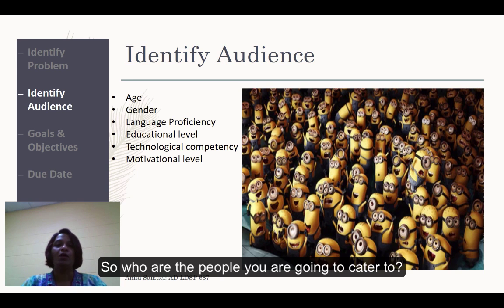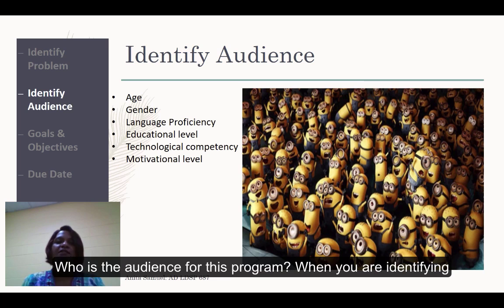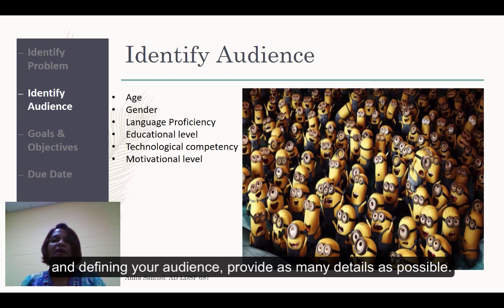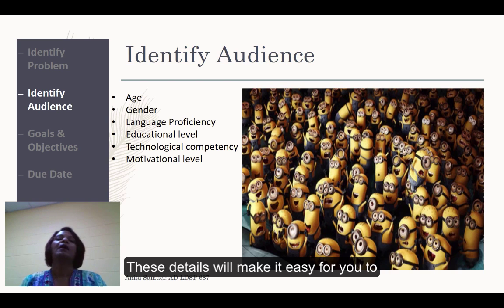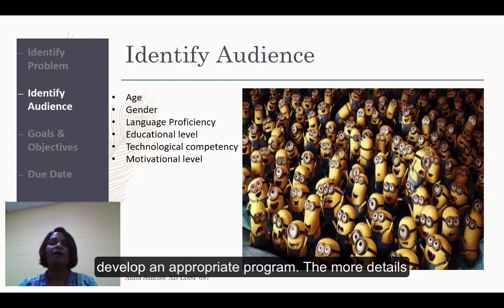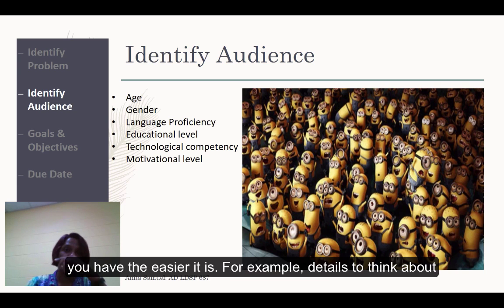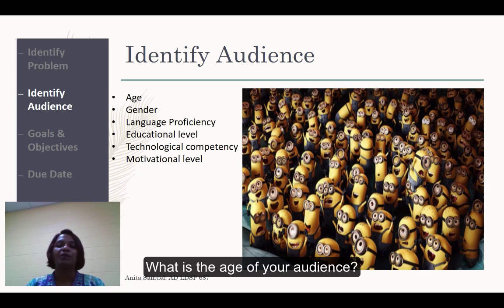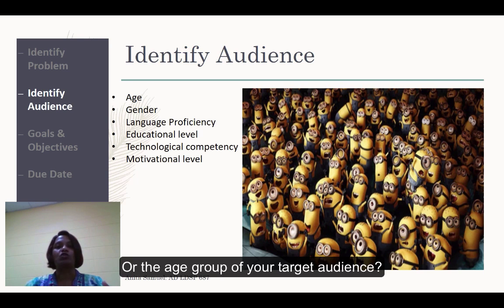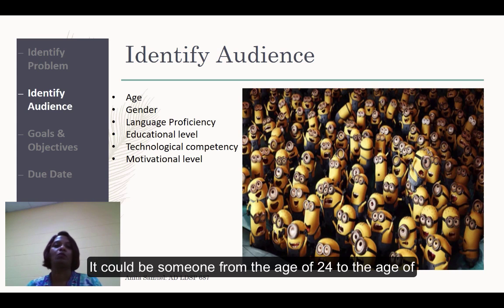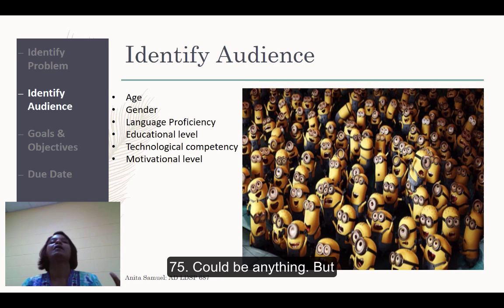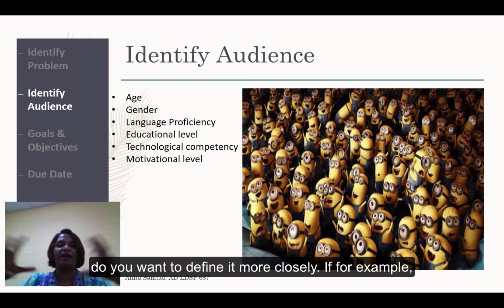So who are the people you're going to cater to? Who is the audience for this program? When you're identifying and defining your audience, provide as many details as possible. These details will make it easy for you to develop an appropriate program. The more details you have, the easier it is for you. So for example, details to think about. What is the age group of your target audience? It could be someone from the age of 24 to the age of 75, could be anything. But do you want to define it more closely?